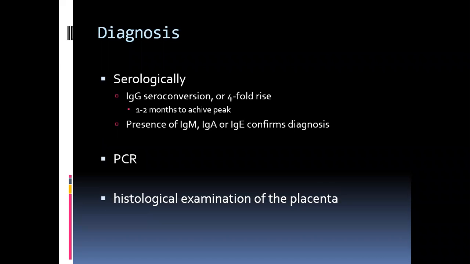After the active period, we can see the presence of immunoglobulin A and/or immunoglobulin E, which confirm the diagnosis. PCR, polymerase chain reaction, is also helpful. For histological examination, the examination of a biopsy of the placenta, the placental tissue, can also be helpful.